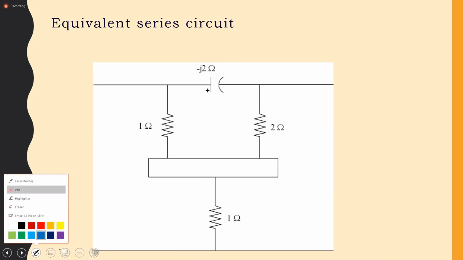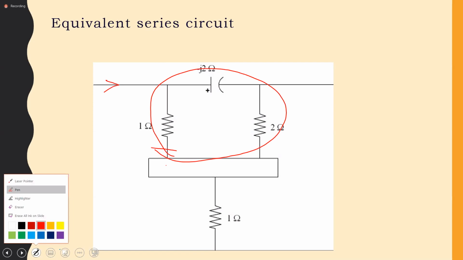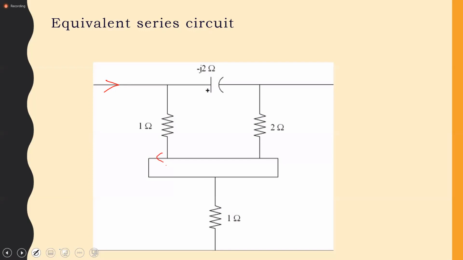Okay, let's get some markings on this. So that's I1. Agreed? Yes, sir. Remember now, this is the network we're looking at. This network, all right? So would you agree that I1 would be the current coming out at that point? Yes, sir.